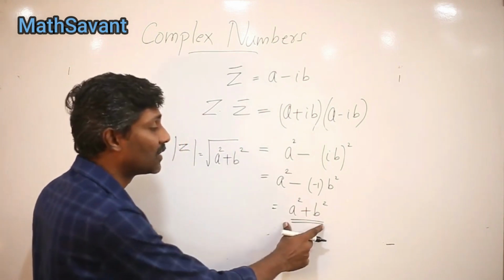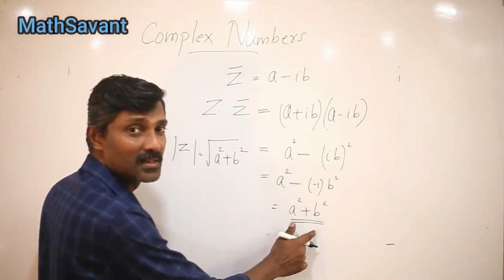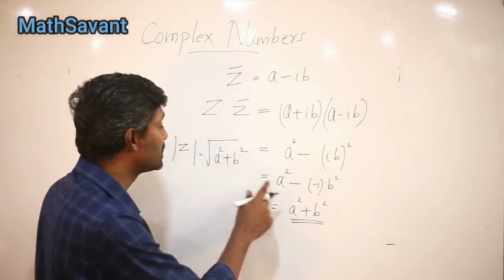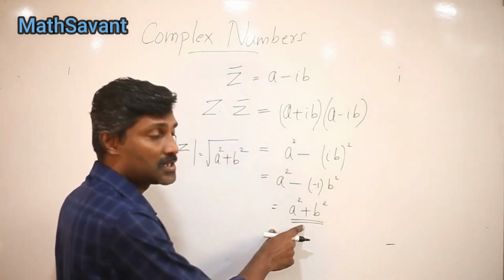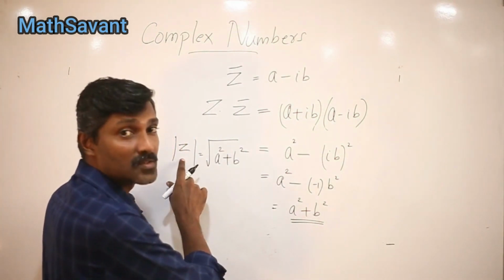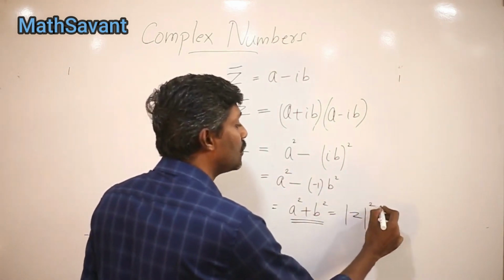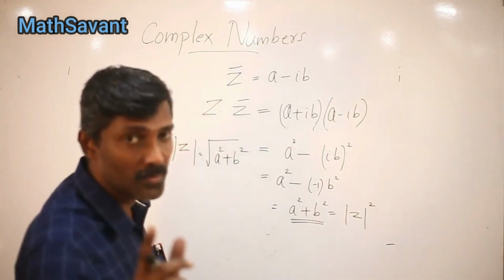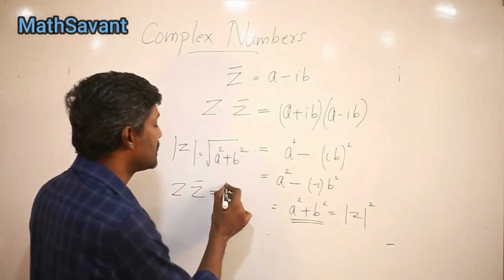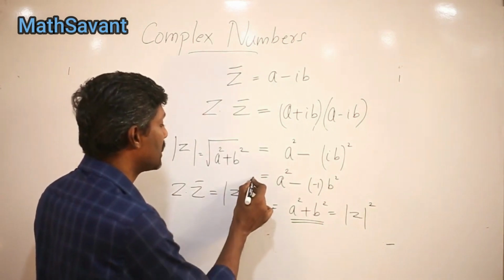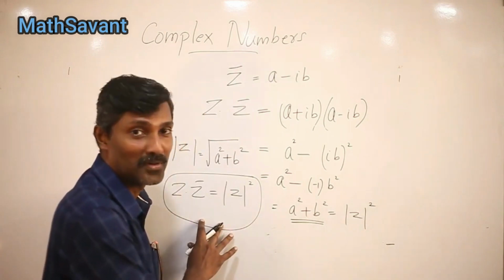Now what is written here? It is a square plus b square. So how do you relate these two things? The root is missing here, so this is definitely the square of this thing, right? So instead of a square plus b square, we can write the square of this thing, which is nothing but modulus of z the whole square. So a very important result that we have obtained is z into z bar is equal to mod z the whole square. Always try to remember this, it is really important.